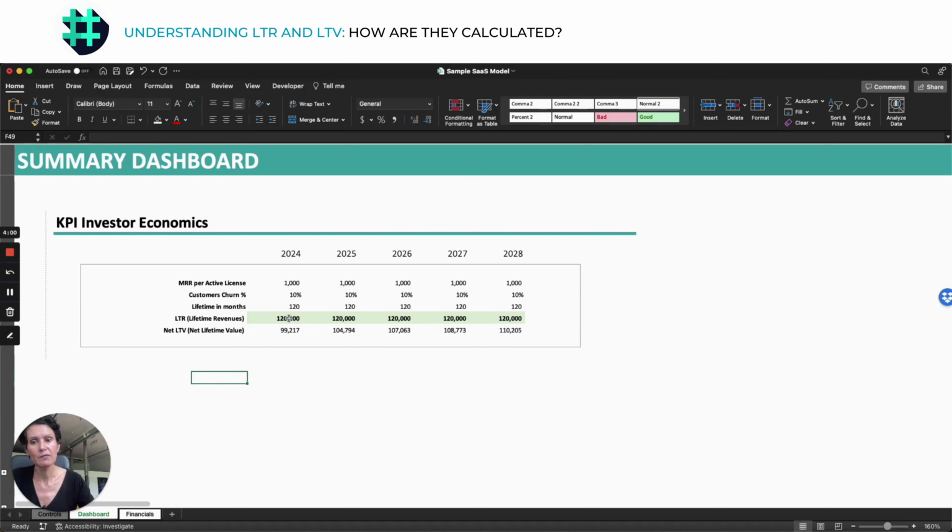So there should be a difference between lifetime revenue and lifetime value, and net lifetime value is just lifetime revenue minus the costs that it takes to acquire, so customer acquisition cost for each new customer, and sustain that customer on your platform. I hope that's helpful.